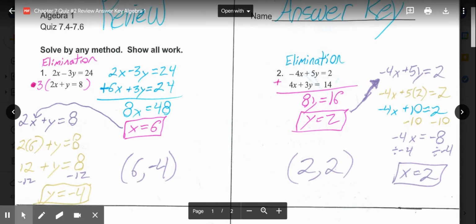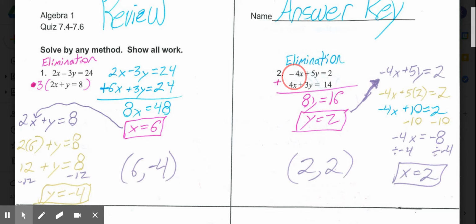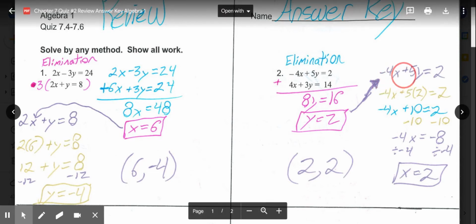In part 2, I used elimination because the x's were already opposite, so they canceled. So when I add those together, I get 8y equals 16, divide by 8, and y equals 2. Substitute the 2 in for y in one of the original equations. I put it into the top. So we end up with negative 4x plus 10 equals 2. Subtract 10 from each side and divide it by the negative 4. So x would equal 2.